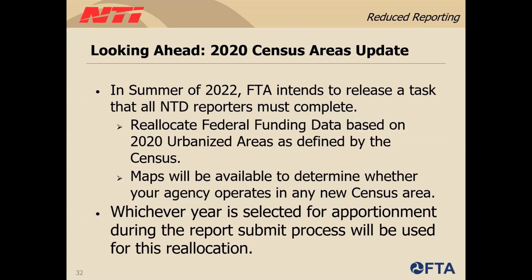The last update will be coming later in summer of 2022. As a result of the 2020 census, urbanized areas will be redefined. We will send you a task after the 2021 report year closes out. This task will allow you to reallocate your federal funding data based on the 2020 urbanized areas. The data that you will reallocate will be either your 2019 or 2021 data, depending on which year you choose in the apportionment year selection page. We will provide updates as we get closer.